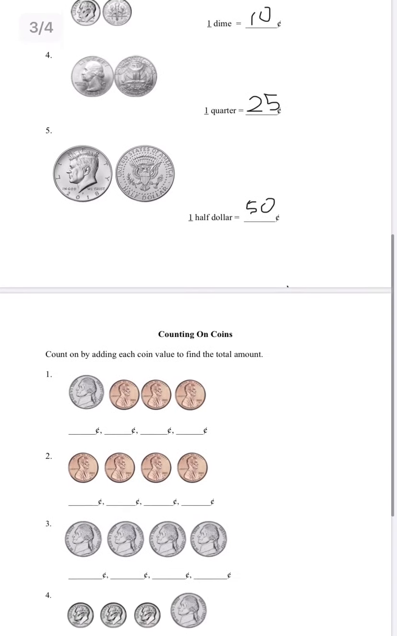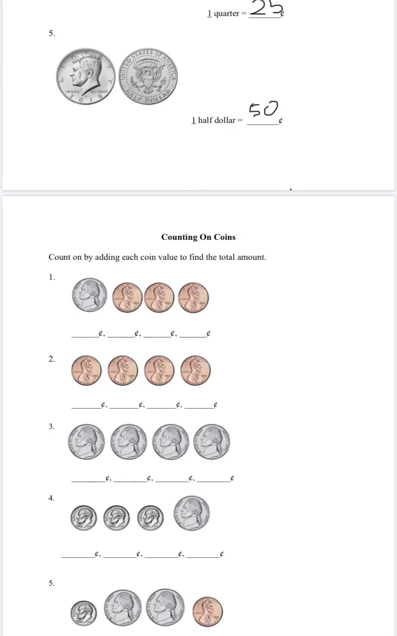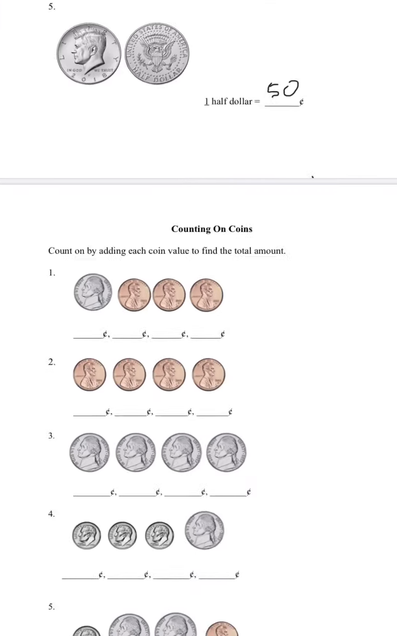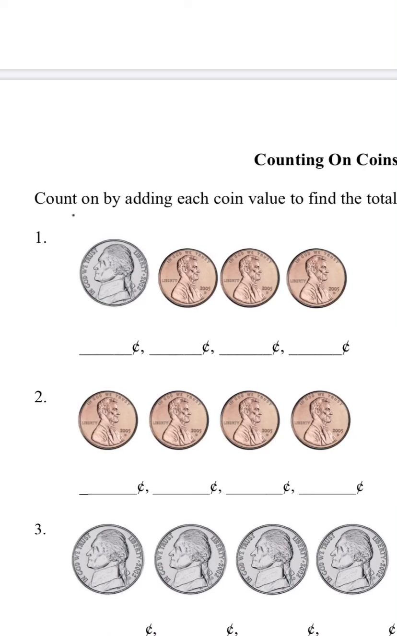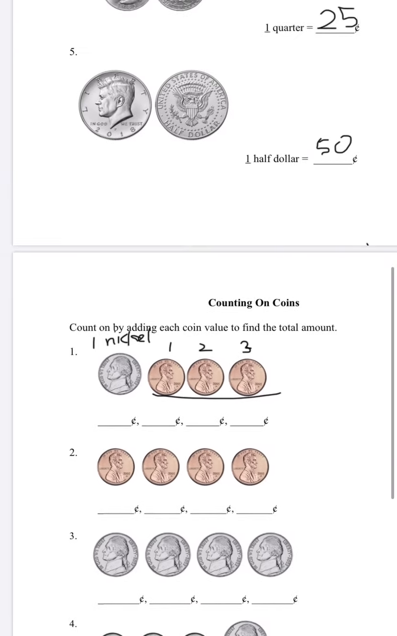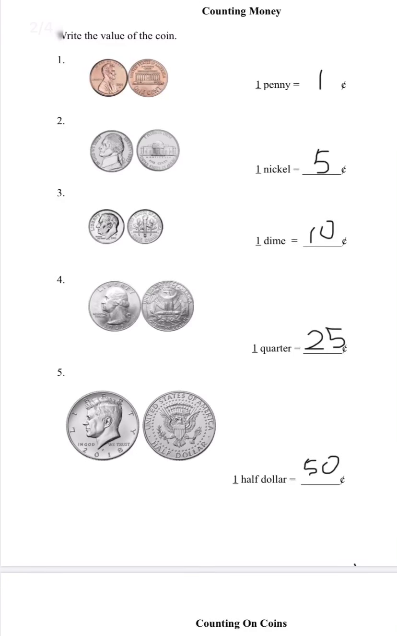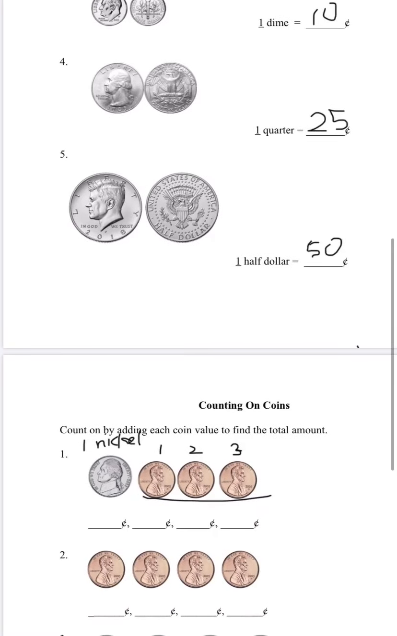Then let's try counting on coins. Count on by adding each coin value to find the total amount. Okay. So this one is 1 nickel. And these are pennies. So we have 1, 2, and 3. Okay, and then now we're gonna count. Okay, 1 nickel means 5 cents. So we're gonna write 5.